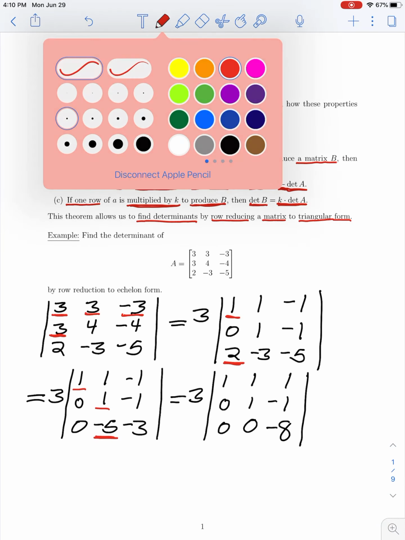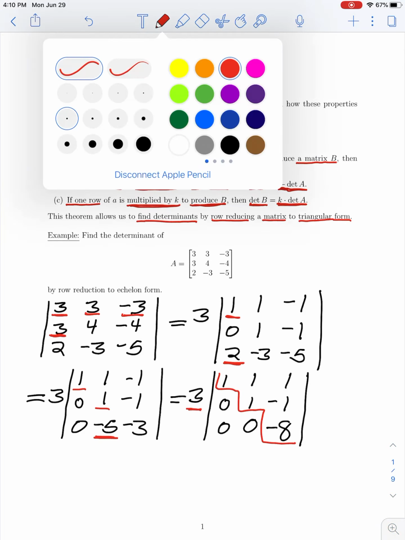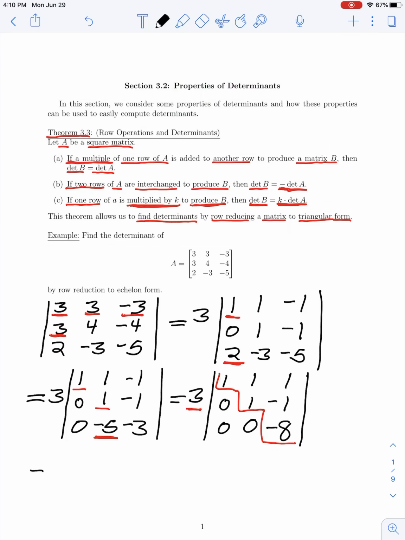So at this stage, the matrix that we're taking the determinant of here has upper triangular form. So the determinant would just be the product of the diagonals, and then remembering we have a factor of 3 out in front, our determinant is 3 times the product of the diagonal entries, which is negative 8. So we're left with negative 24 for the determinant of this matrix.